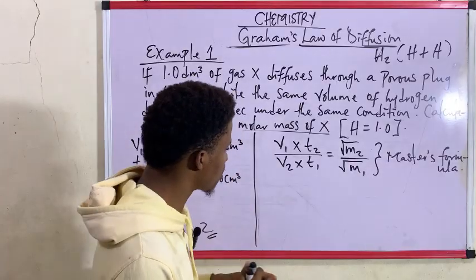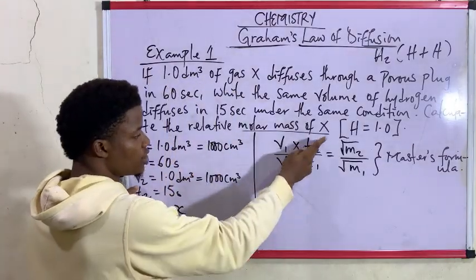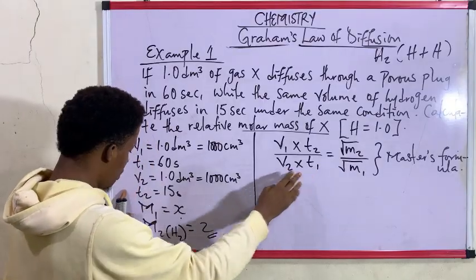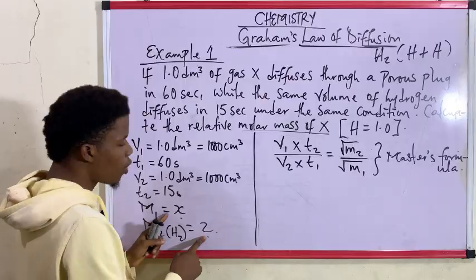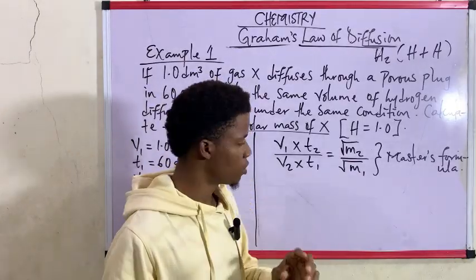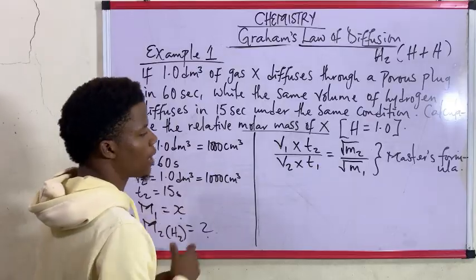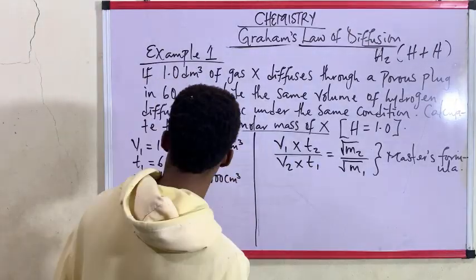If you look at this question, we know the volumes, the V1 and V2. We know the T2 and T1. We know our M2, which is 2. But we do not know our M1. So there is only going to be 1 unknown. Alright? So this formula works best. Alright. So now let us input all our values into it.